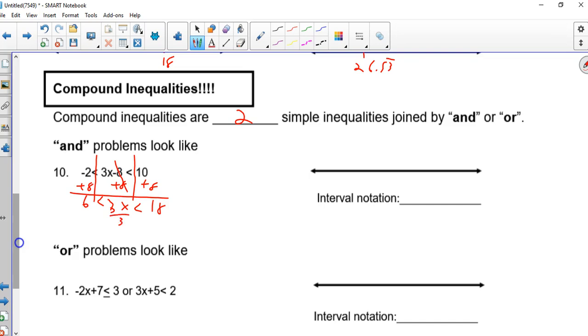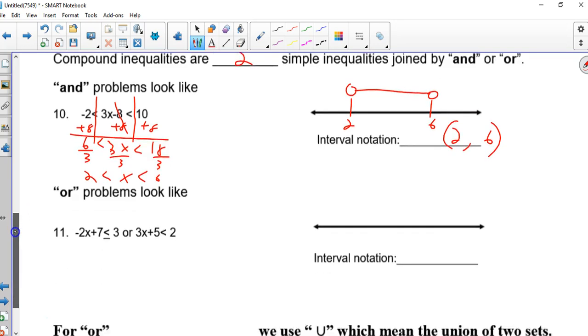Now I divide by 3. I do that in all 3 places. That gives me 2 less than x less than 6. So it's all less thans. So I just put a 2 and I put a 6. x is greater than 2, but less than 6. And how's it look in interval notation? It goes from 2 to 6. Open dot means parentheses.